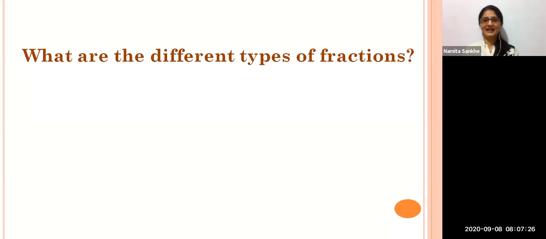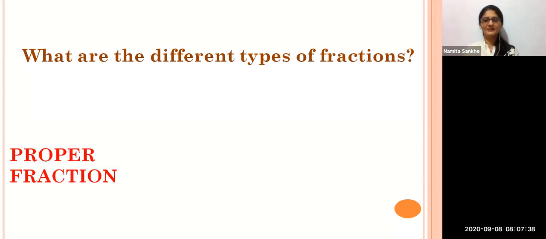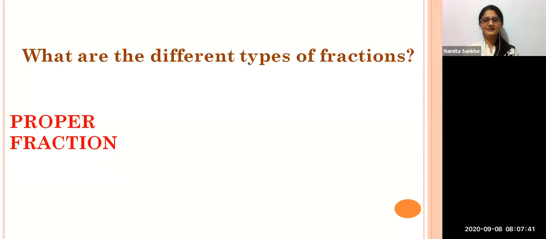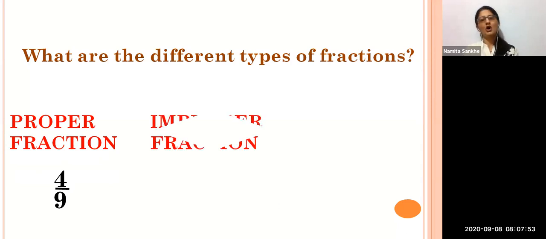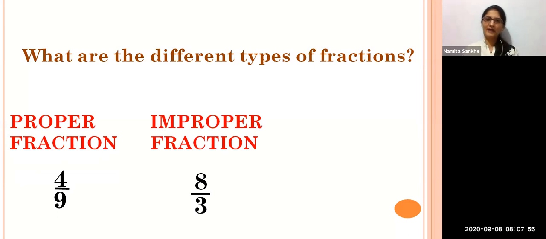Like fractions and unlike fractions are based on the denominator, right? So of the 3 basic types of fractions, you said two correctly. The first one is proper fraction, in which the numerator is smaller than the denominator. The second type is improper fraction, in which the numerator is greater than the denominator, or both may be the same. It may be 8 upon 8, it may be 3 upon 3. Those fractions come under improper fractions.